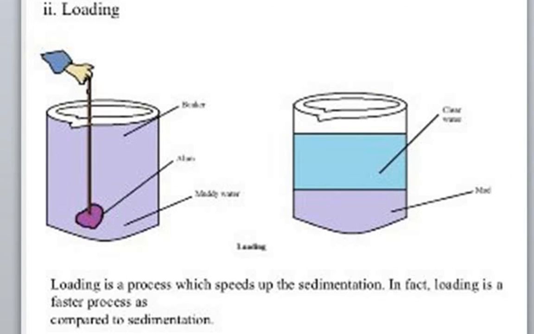Basically, sedimentation is a slow process. In this process, fine particles can take a long time to settle down. In order to speed up this process, we often take the help of loading. Loading speeds up sedimentation by making light suspended particles heavier using suitable chemicals like alum, or you can say fitkari. It has been observed that in this process we can obtain a clear liquid.